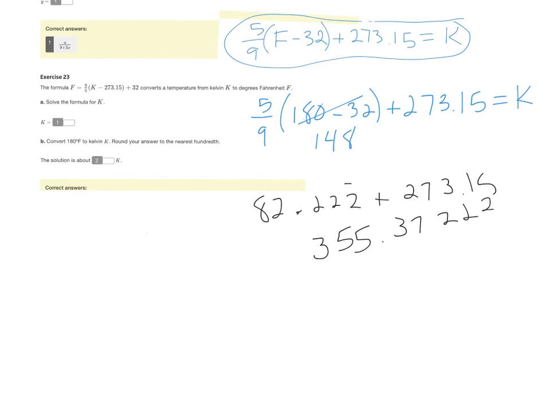And in the story problem it says round to the nearest hundredths. So we only need to round to right there. So it'd be 355.37 Kelvin.